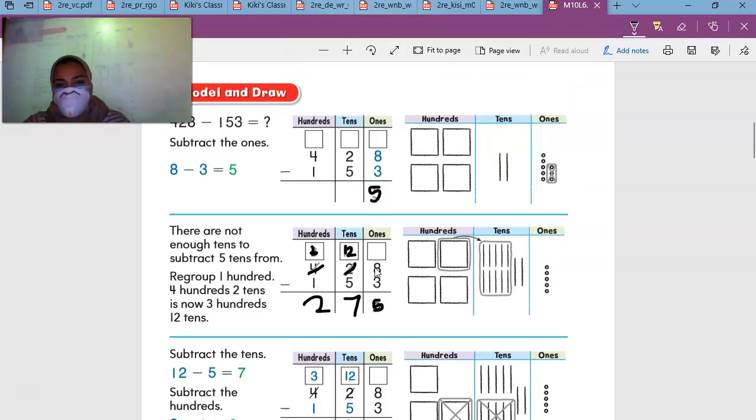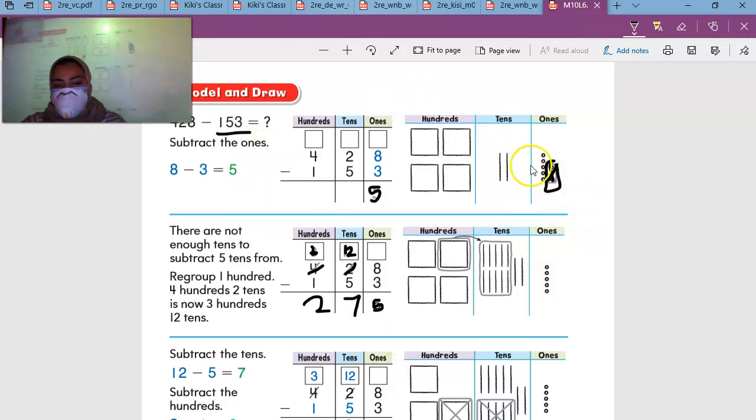Now they also did it with blocks. Let's look at it with blocks. We have 400, 2 tens, and 8 ones. 428, and we're taking away 153 of them, right? Let's take away the ones first. I have to take away 3 ones. So here they circled 3 ones, and they put an X on them because you're taking those away. Then you have to take away 5 tens.